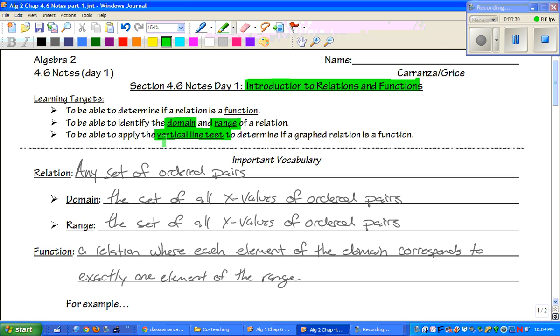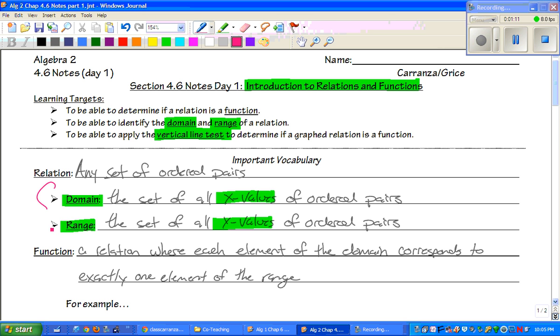So, we are going to have a couple of vocabulary words that you need to start writing down. We'll go through them one at a time. The first thing we're talking about is a relation, and a relation is any set of ordered pairs. So if you have an ordered pair, technically that's also called a relation. Now within the relation is the domain and the range. The domain is the set of x values, all of the x values. And the range is the set of the y values of the ordered pairs.